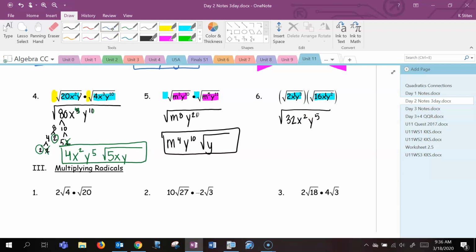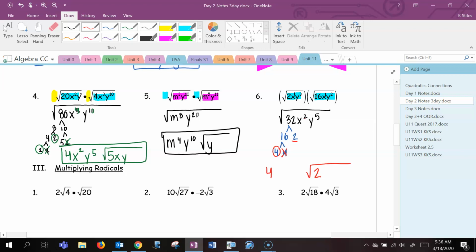Our number we'll do a tree with. I'm going to do 16 times 2 because then I can do 4 and 4. And again, the 4s will break down, but they're also a pair right now. So I'm just going to do circle, cross out, underline, 4 root 2. And again, I'm leaving a space because I need room for my variables.